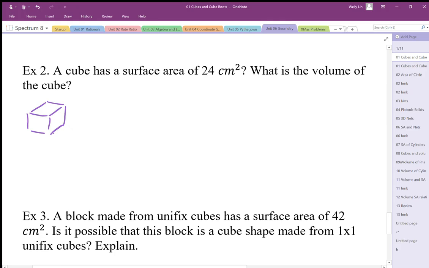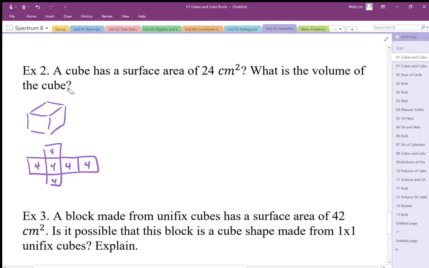To really get a sense of where this 24 is coming from, I really should have an idea what this net looks like. So my net for this, I'm just going to draw it like this. So I have 24 squares in this net. Now to figure out the side length of this cube, really I want to look at the side lengths of these squares. So I want to know how many squares are in each one of these squares. So I need to divide that 24 up into 6 parts. So this is 4, 4. Every one of these squares has an area of 4.